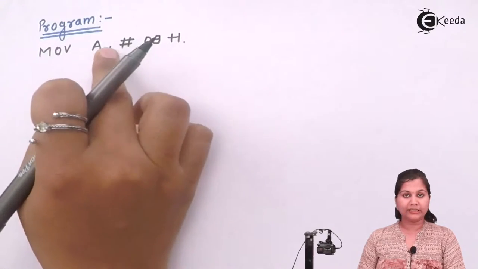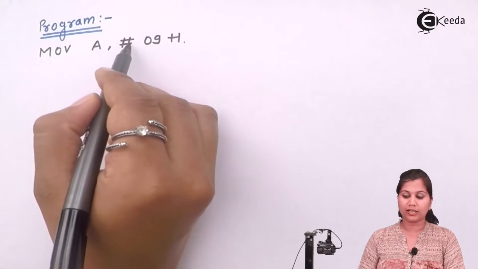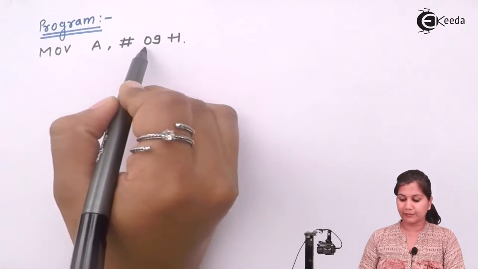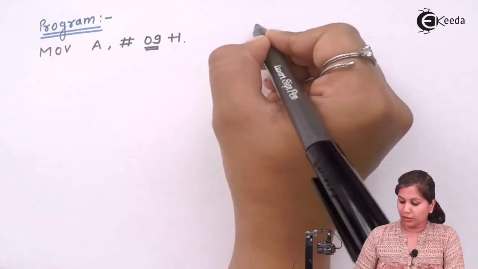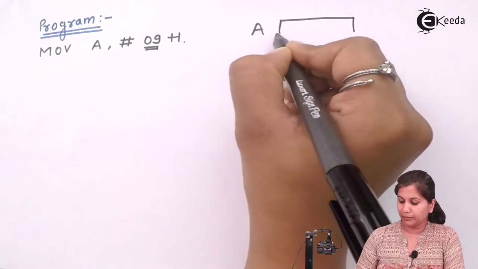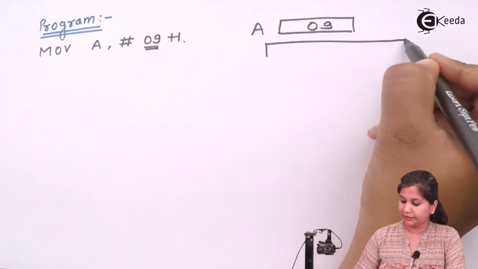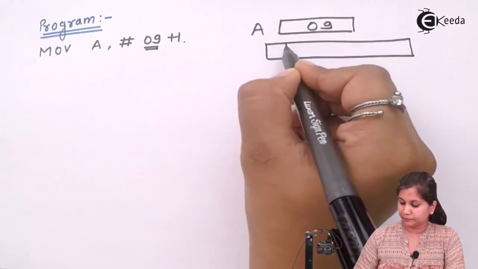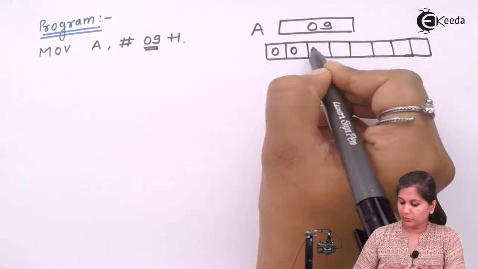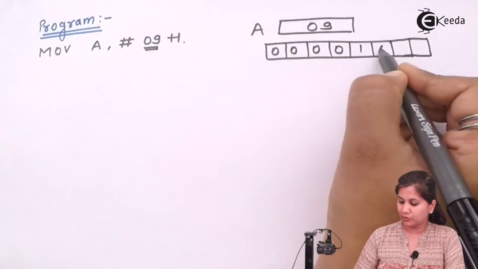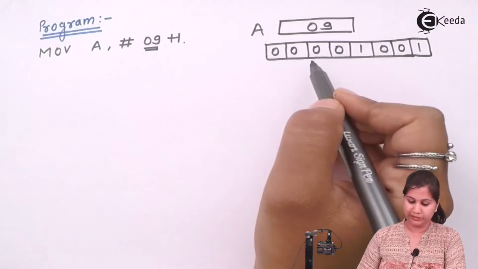Now because we are providing the immediate data in the instruction, that is why we have used this sign as a hash, and this sign represents that this is the immediate data and this is to be shifted into the accumulator. So the accumulator will get the number 09. Now 09 is represented in binary format: zero, zero, zero, zero, and for 9, we will have 1001. So these are the 8 bits of this accumulator.